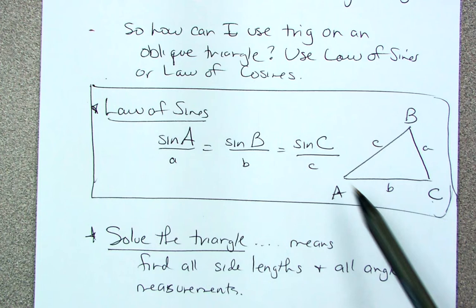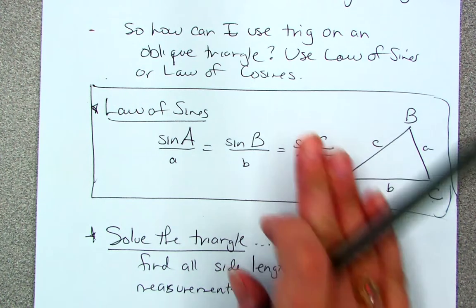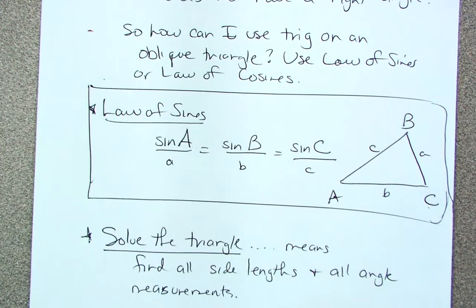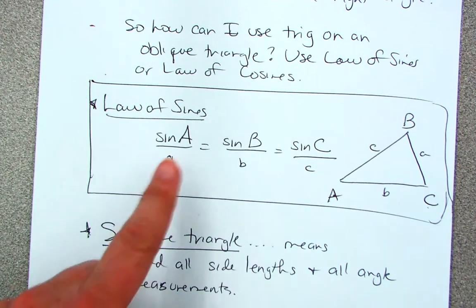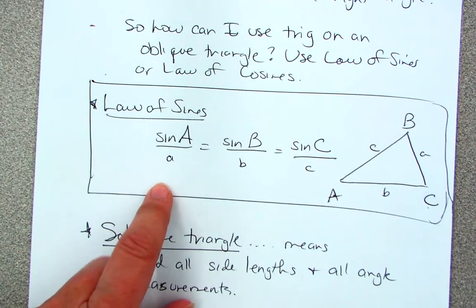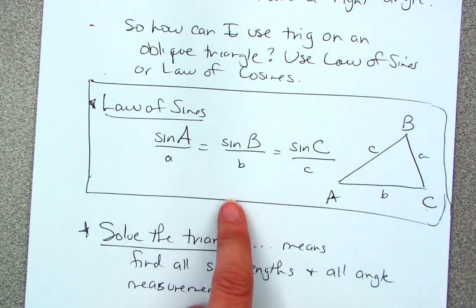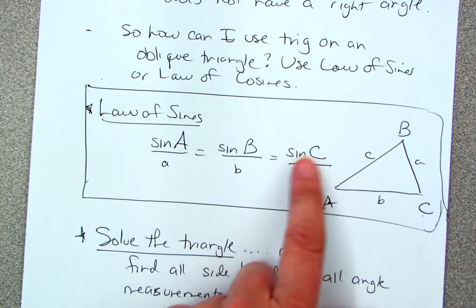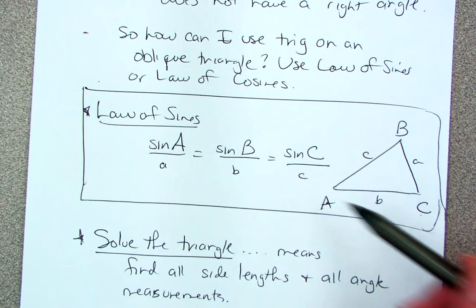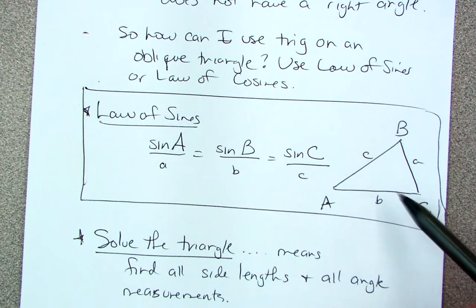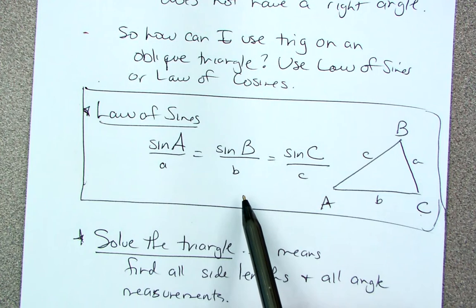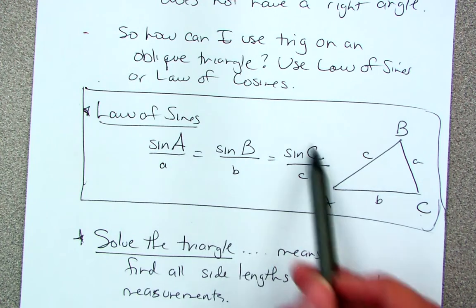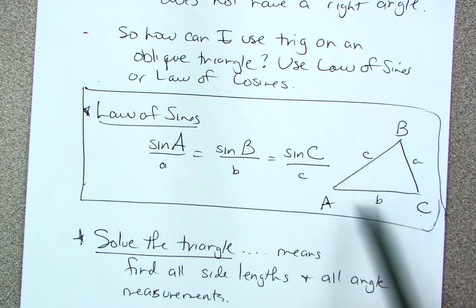These three ratios are equal to one another. So I can say these two are equal to each other, or these two are equal to each other, or these two are equal to each other. Sine of angle A over side A equals sine of angle B over side B equals sine of angle C over side C. And so these are across from each other. That's law of sines. That's what I get to use. So I get to use some trig, very particular kind of trig, law of sines, on an oblique triangle.